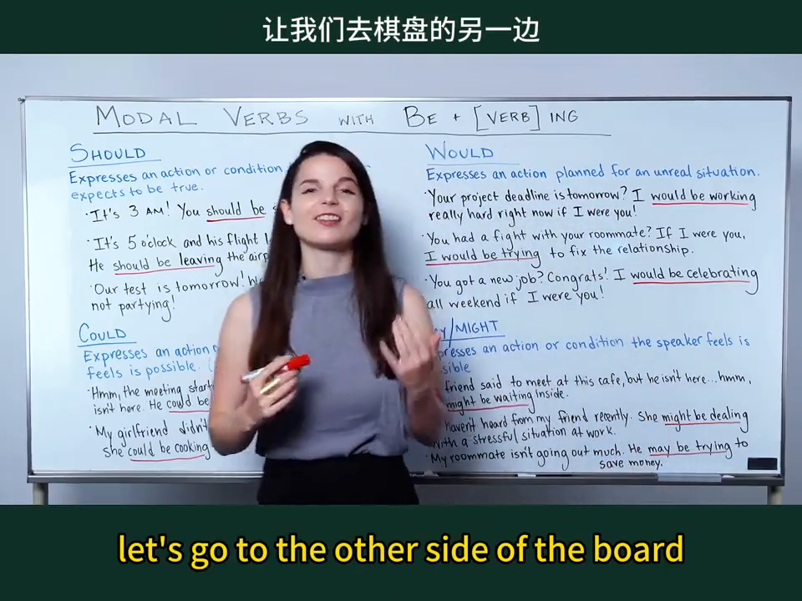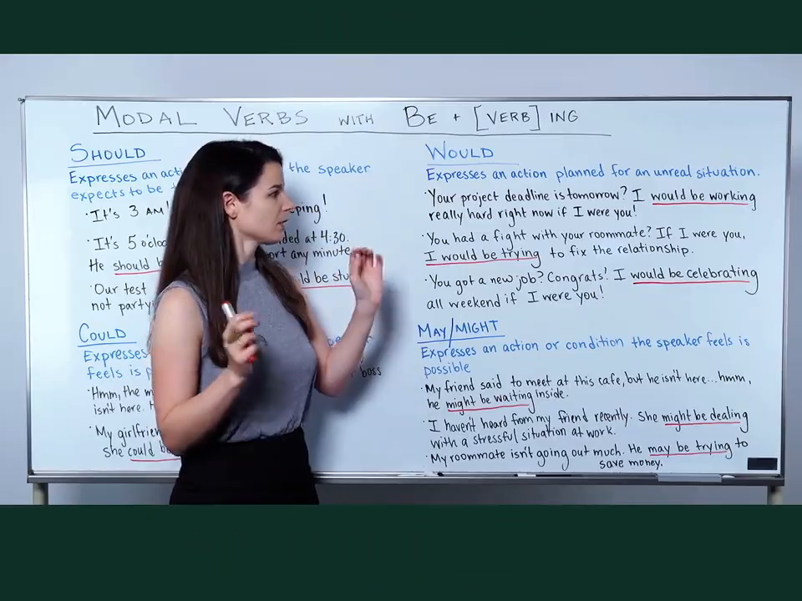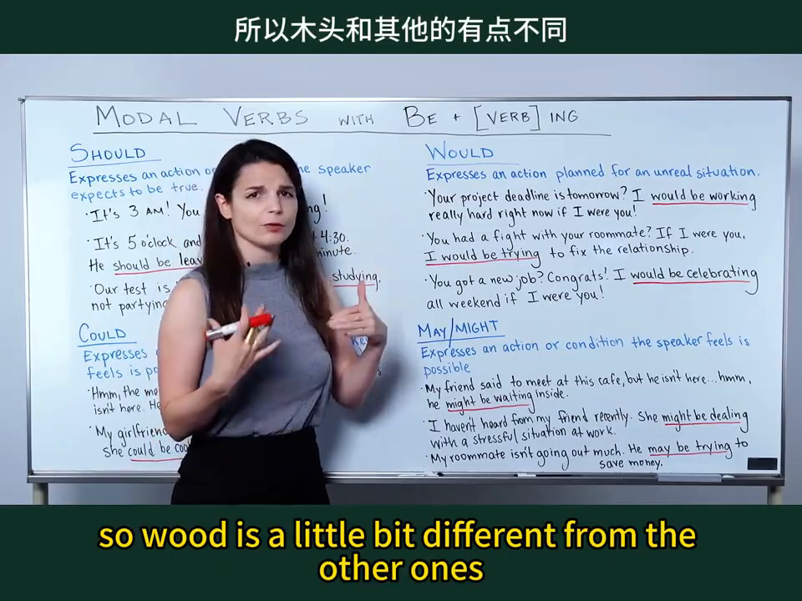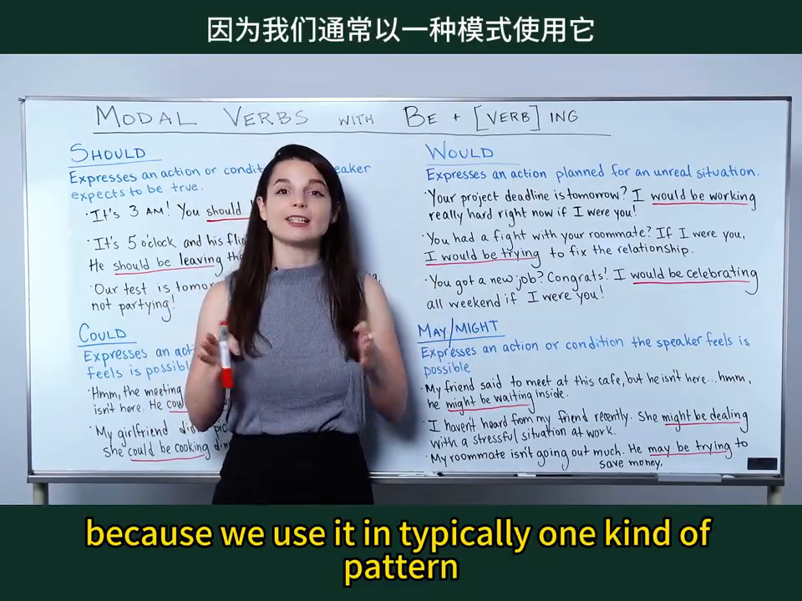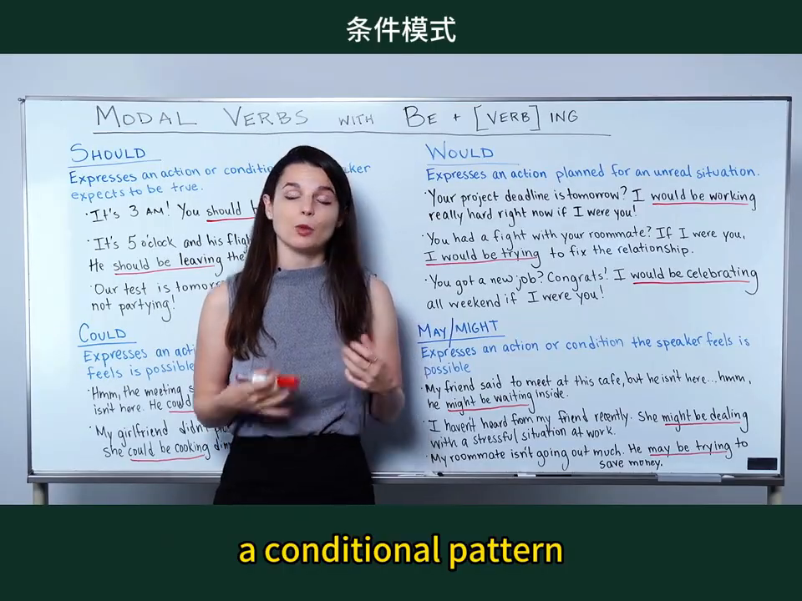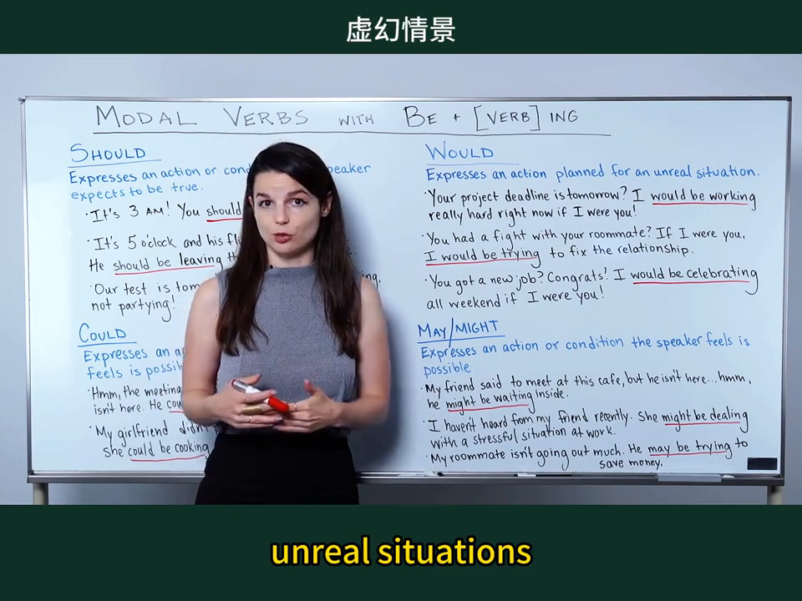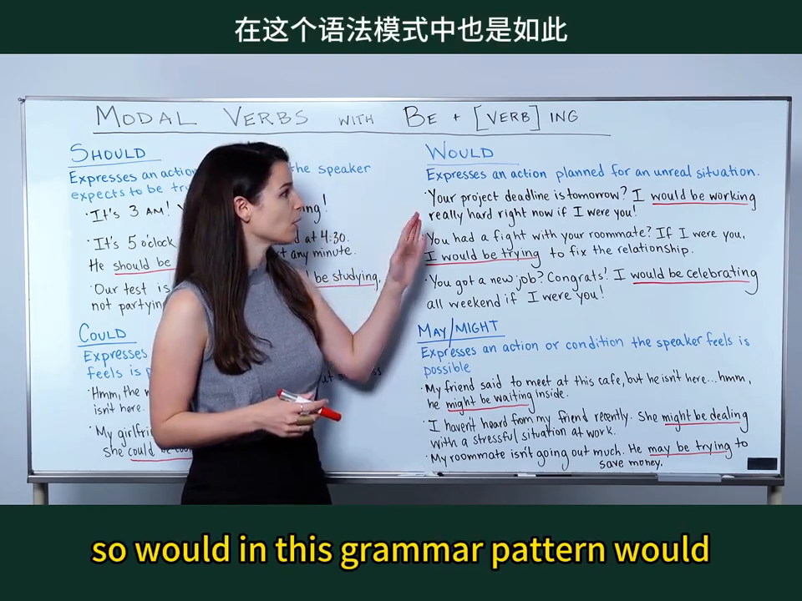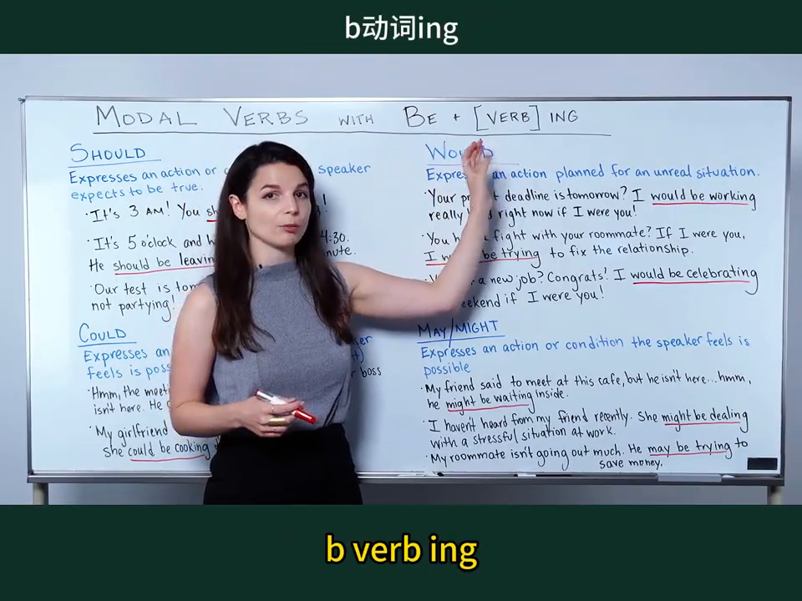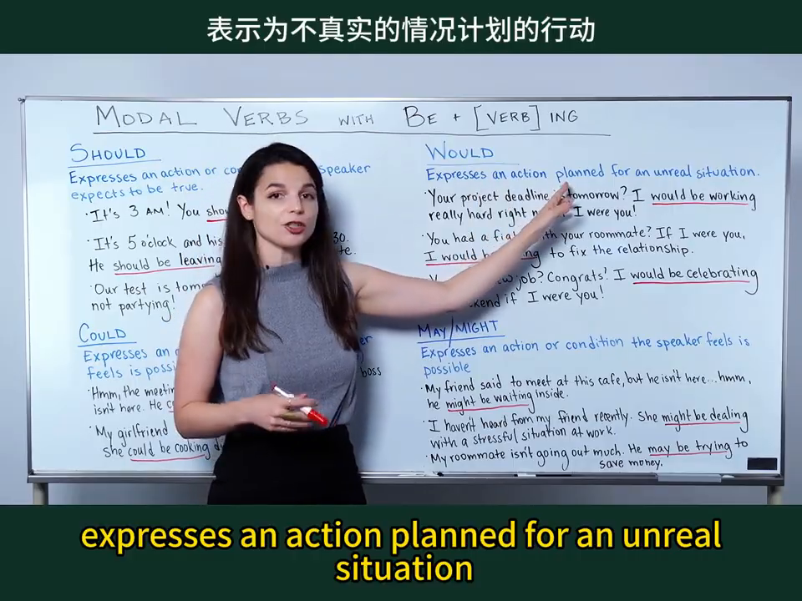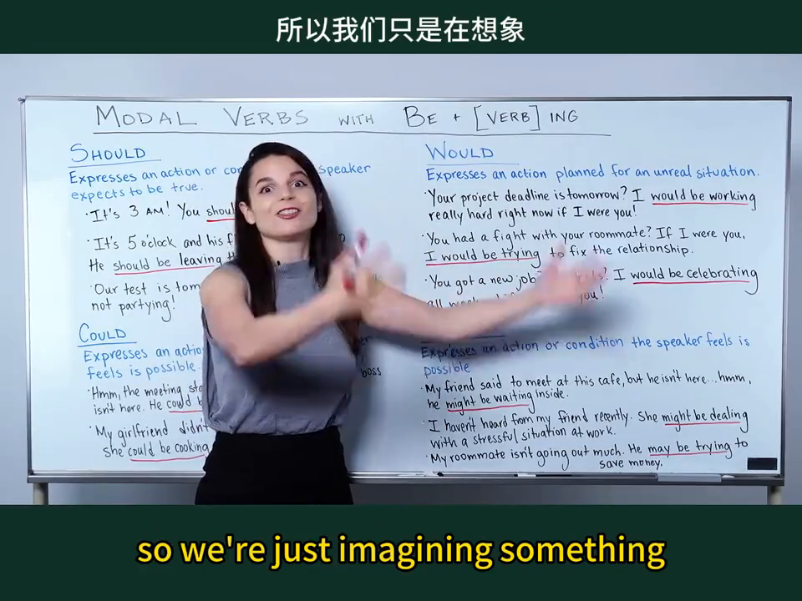Okay, let's go to the other side of the board. Let's talk about would. So would is a little bit different from the other ones here because we use it in typically one kind of pattern, a conditional pattern. We do this because we use would when we talk about unreal situations. So would in this grammar pattern, would plus be plus verb -ing, expresses an action planned for an unreal situation. So we're just imagining something.